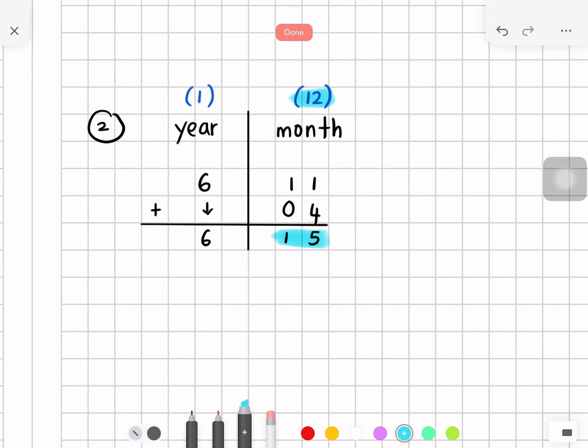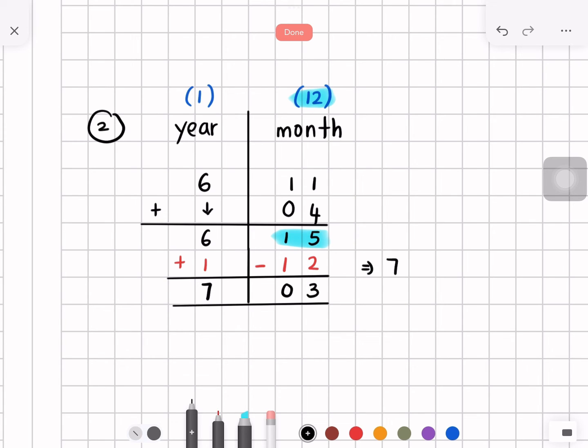If more than 12, it's the same method, you have to minus 12 in the month, and you have to add 1 in the year. So it's the same method for any unit of time. Alright, now we can calculate as usual. 5 minus 2 is 3. 1 minus 1 is 0, 6 plus 1 is 7. And the final answer will be 7 years and 3 months.